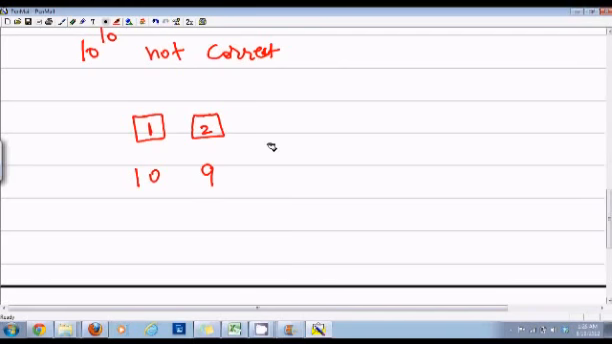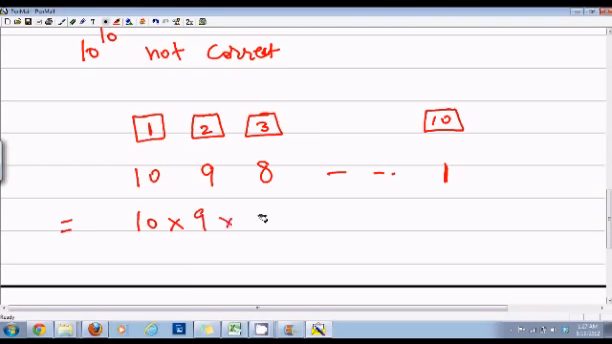So if you go to the third chair, we already have two guests sitting, so we have 8 left. And similarly, in the end, for the 10th chair we will only have one option left, so only one guest left. Therefore the number of possible ways will be 10 into 9 into 8 up to 1, and we can also call it as this number.